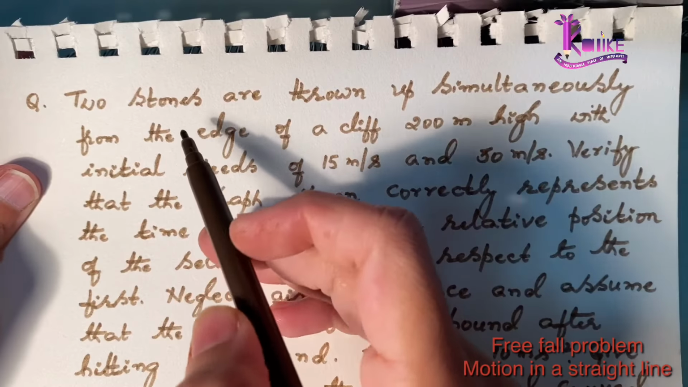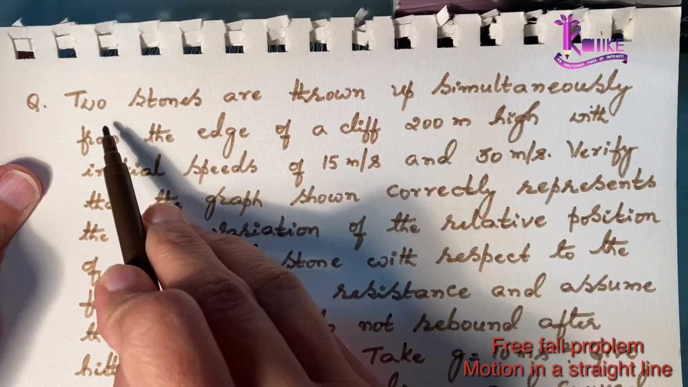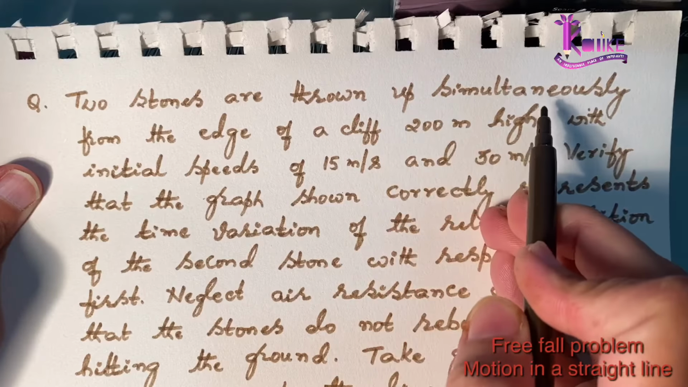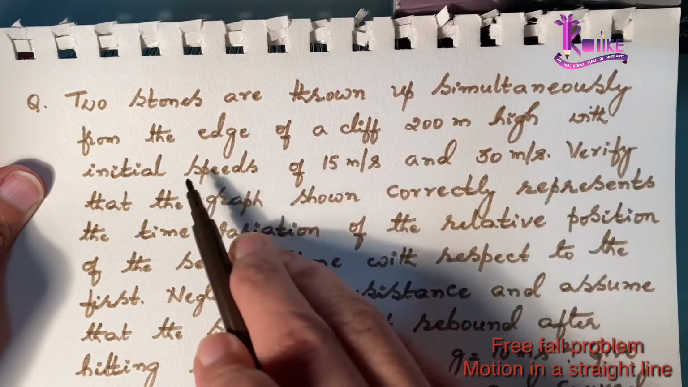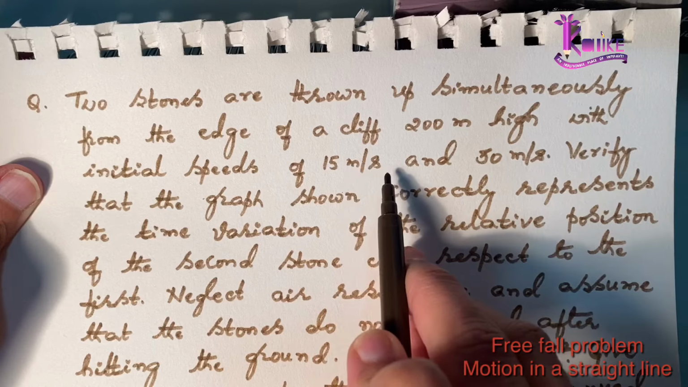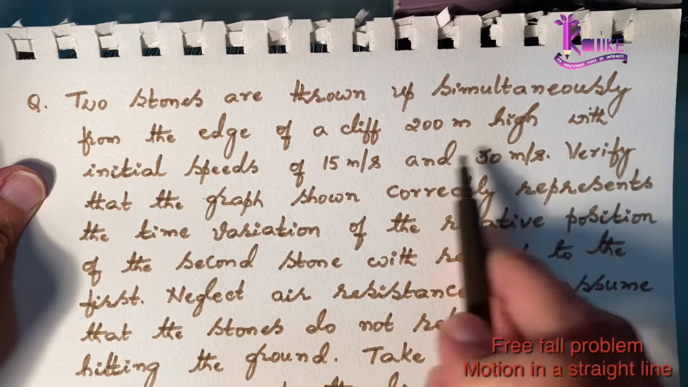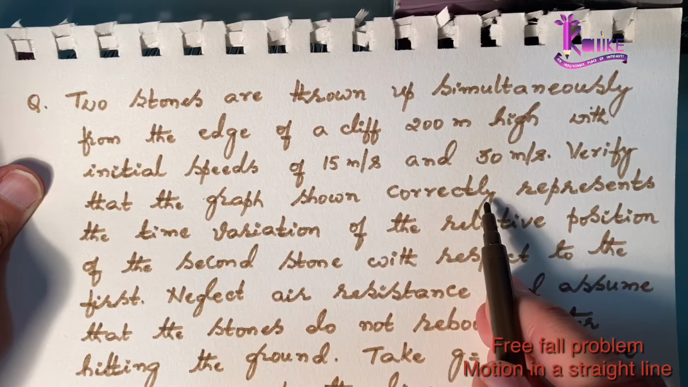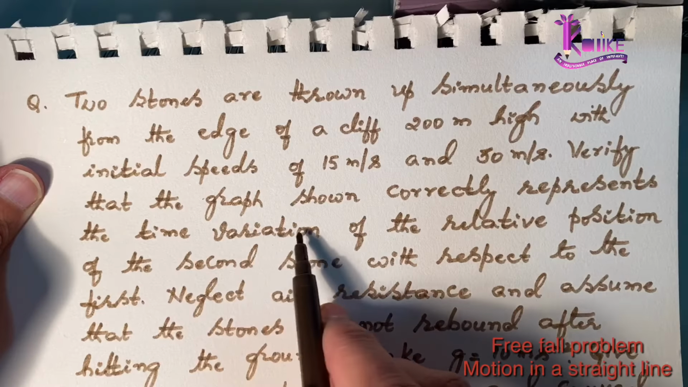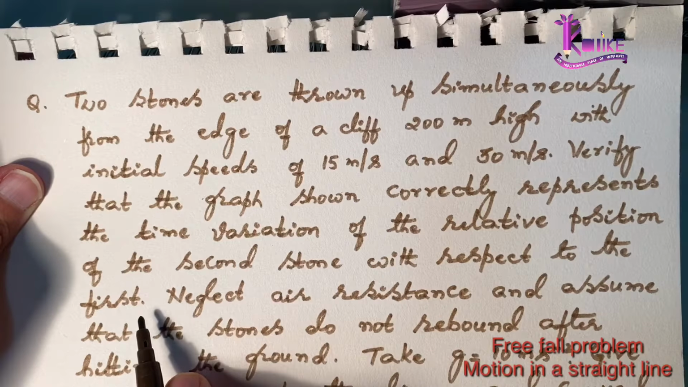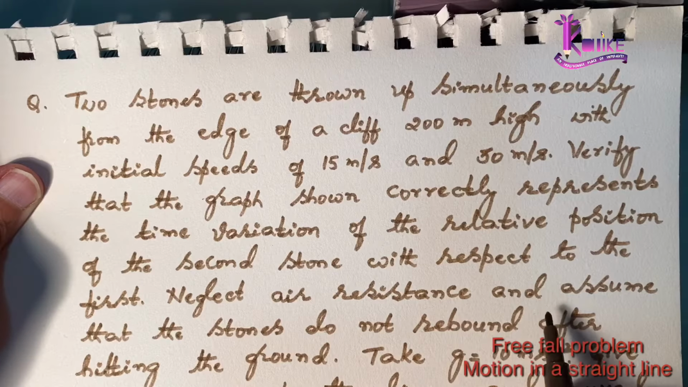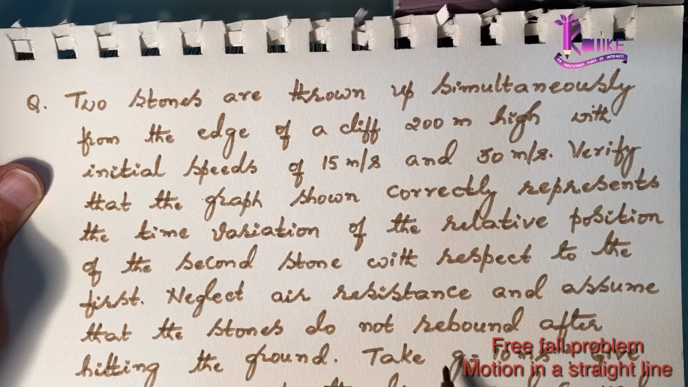Let's take up another numerical which reads as below. Two stones are thrown up simultaneously from the edge of a cliff 200 meter high with initial speeds 15 meter per second and 30 meter per second. Verify that the graph shown correctly represents the time variation of the relative position of the second stone with respect to the first. Neglect air resistance and assume that the stones do not rebound after hitting the ground. Take g equal to 10 meter per second square.